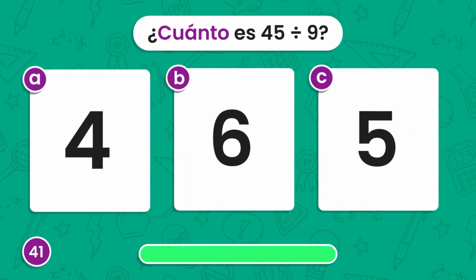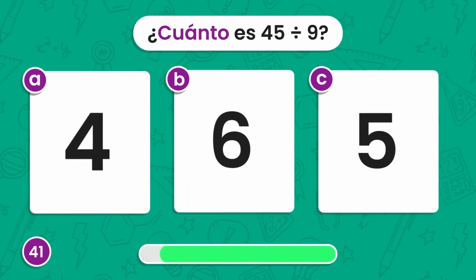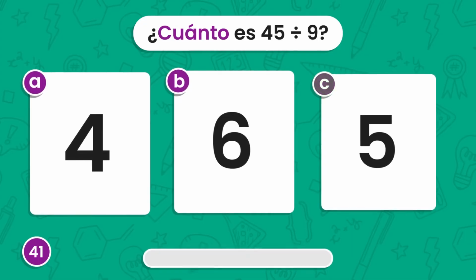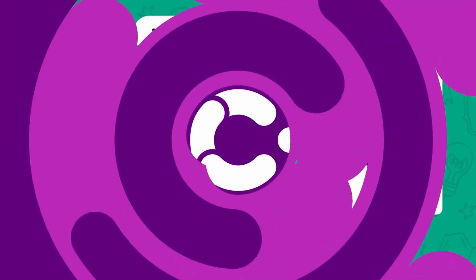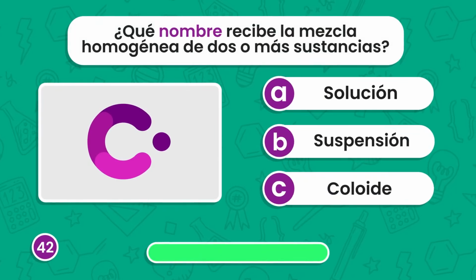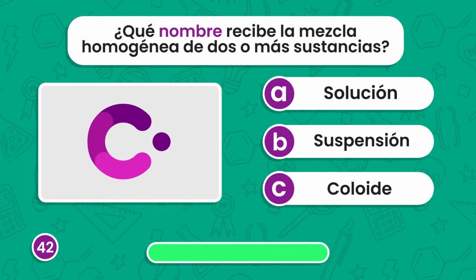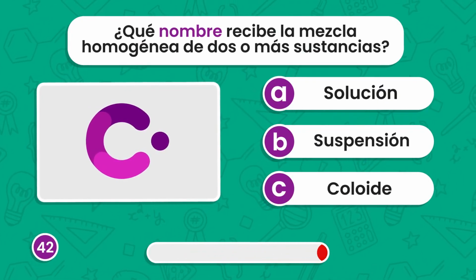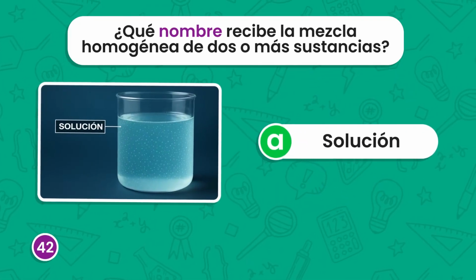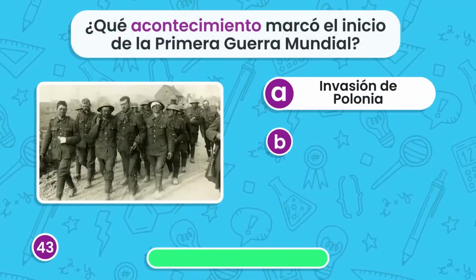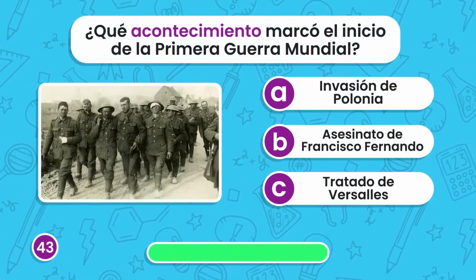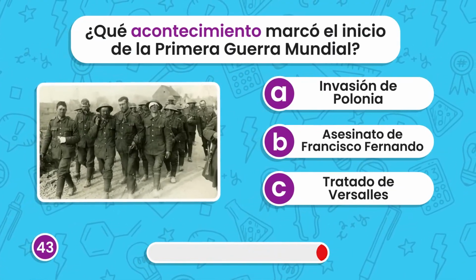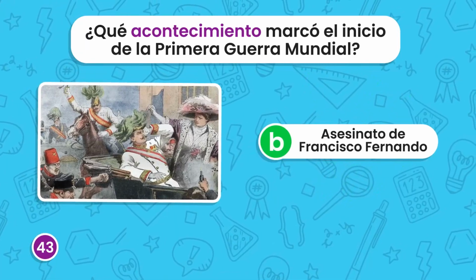What's 45 divided by 9? 5. What is the term for a homogeneous mixture of 2 or more substances? A solution. What event marked the beginning of the First World War? The assassination of Franz Ferdinand.